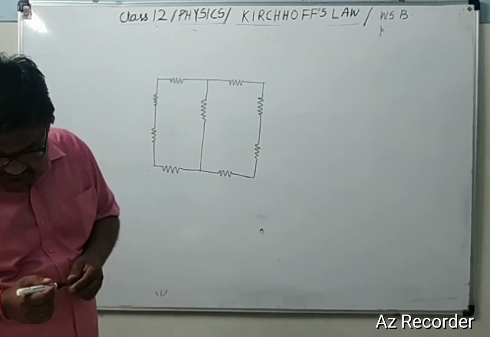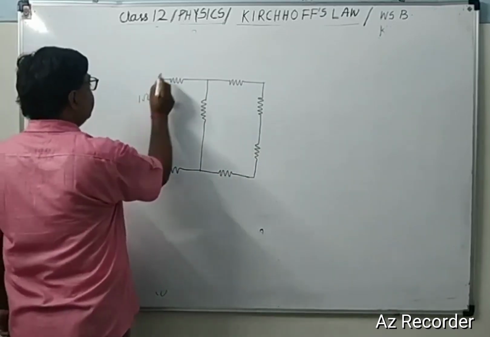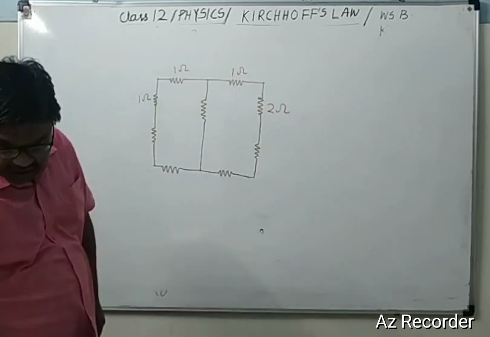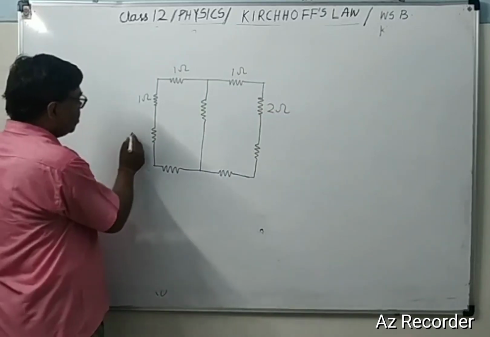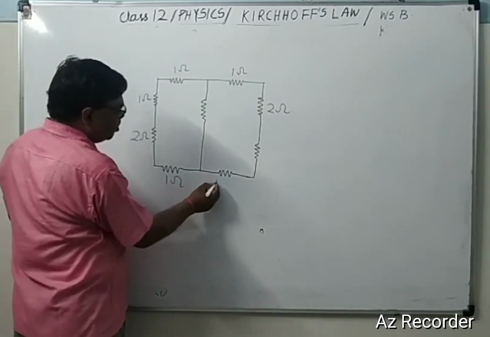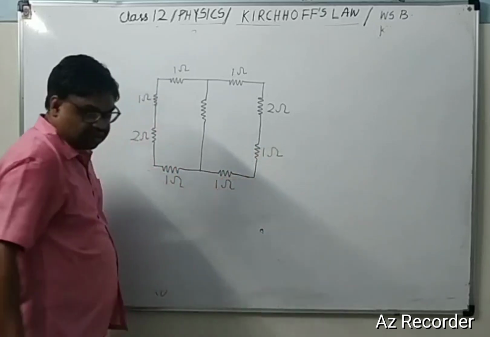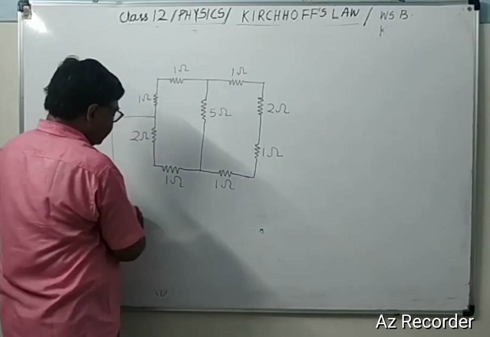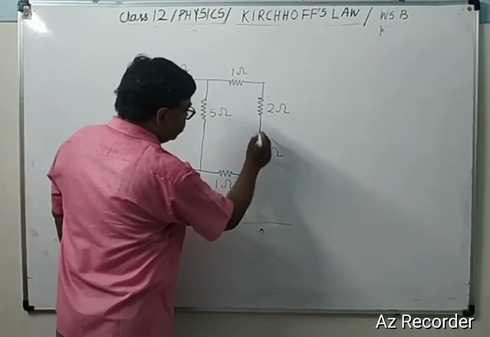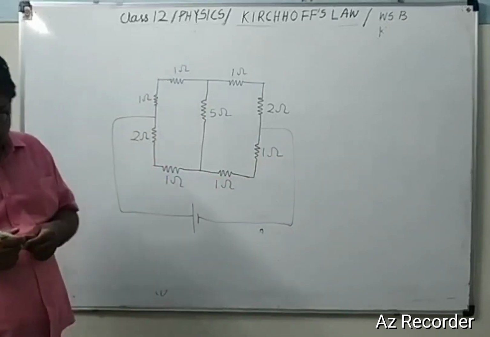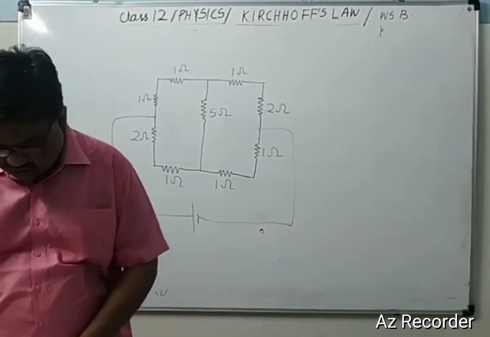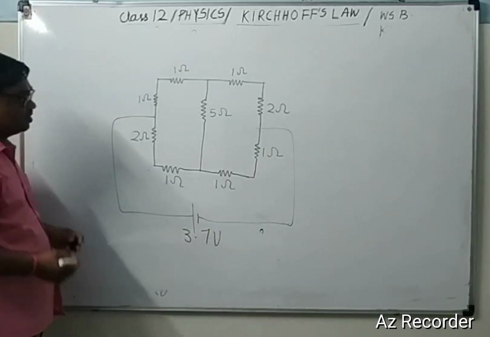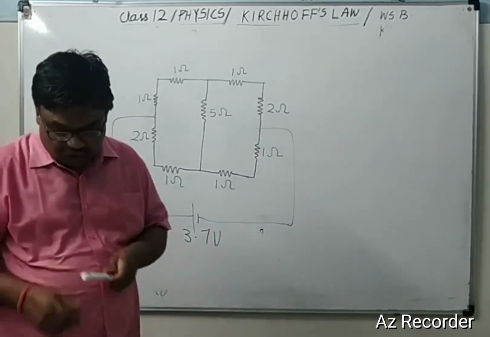This is 1, 1, 1, 1 ohm, 1 ohm, 1 ohm, 2 ohm. Then this is 2, 1, 1, 1, 2 ohm, 1 ohm, 1 ohm. And this is 5. And here it is a battery whose internal resistance is negligible and EMF is given 3.7 volt.